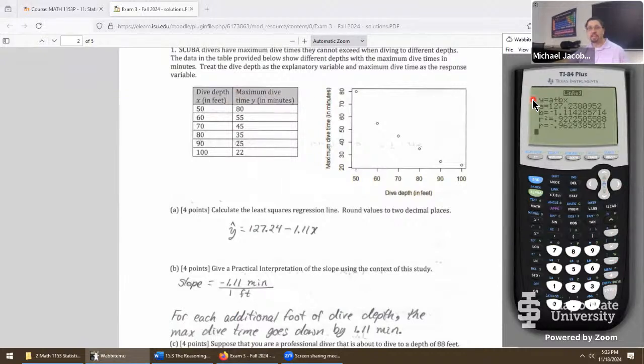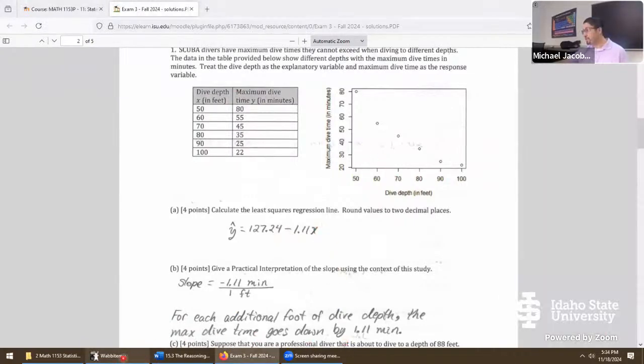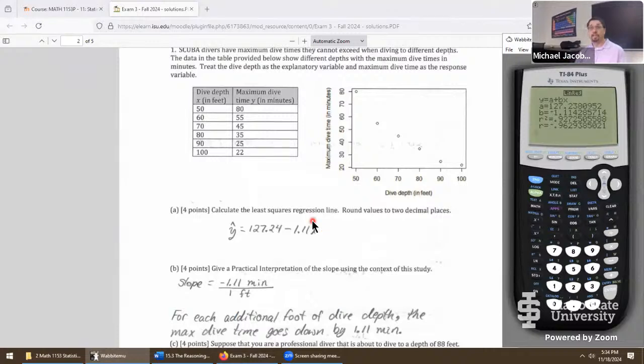The model is y equals a plus bx. So in place of a, the calculator indicates 127.23, so I rounded up to 24. And in place of the b, we have a negative value, so I wrote in negative 1.11, rounding to 2 places. So that gets us our model going on that one. Any questions, folks, with that step there?